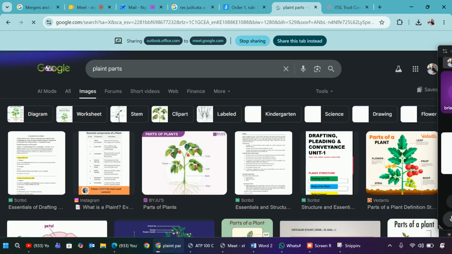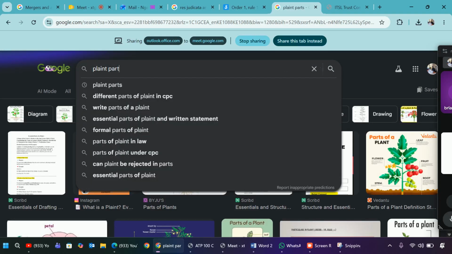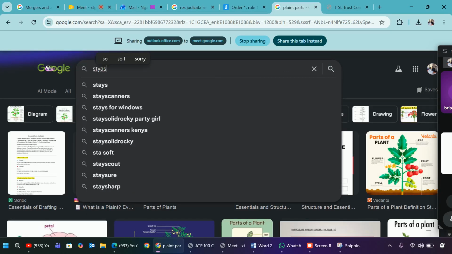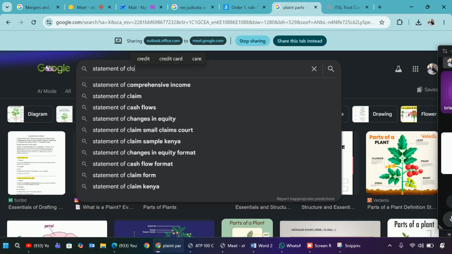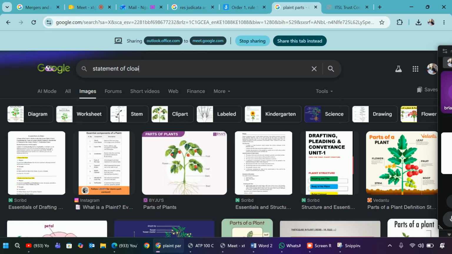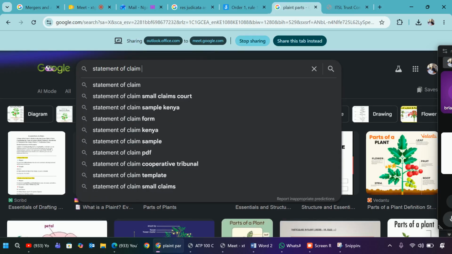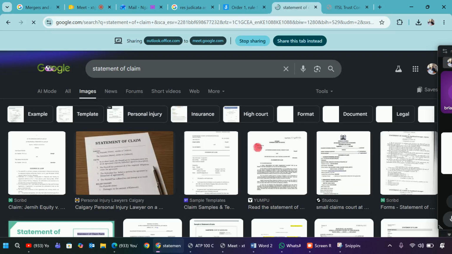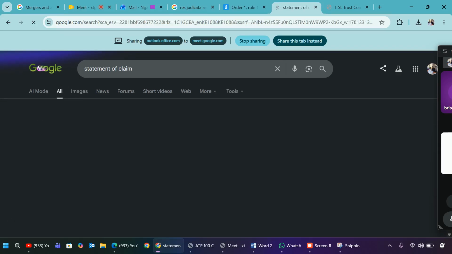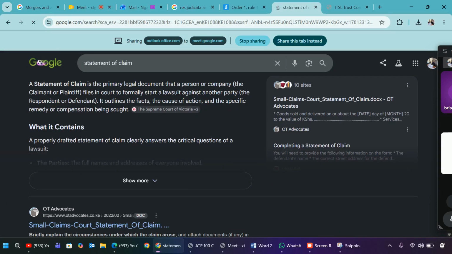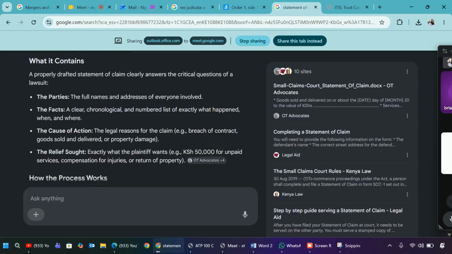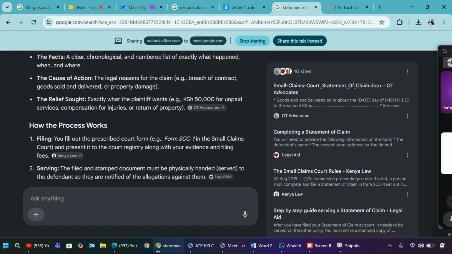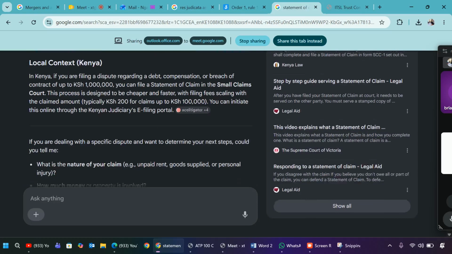If you look at statement of claim, this is used in small claims court. It is a form. It is a prescribed form. So generally it shows the parties, the facts, the cause of action and the relief being sought.